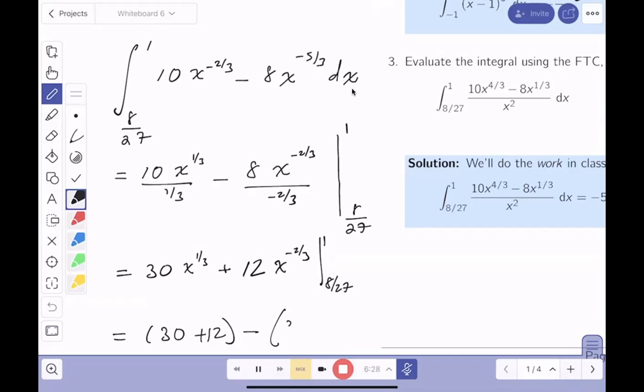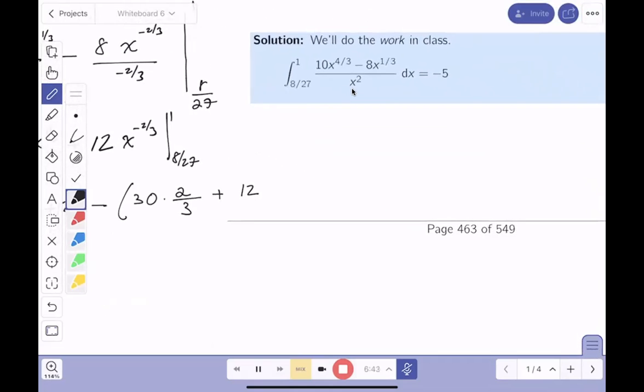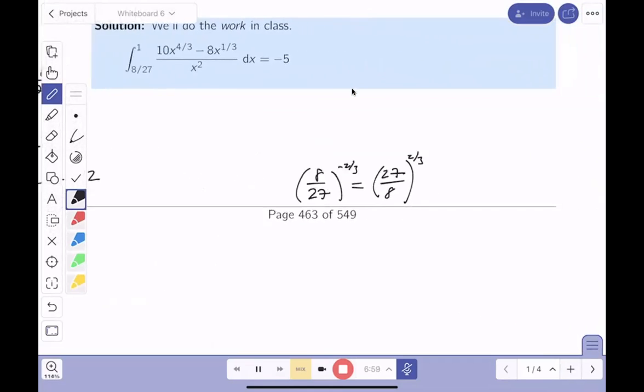It's going to be 30 times the cube root of 8/27. That's going to be 2/3. That was easy. Plus 12. I want to review what your teachers told you to do in Math 100. And what you're doing is 8/27 to the minus 2/3. And again, your teachers in Math 100 would have said to do this. Again, if you're doing it differently, that's fine, as long as you're matching my answer.